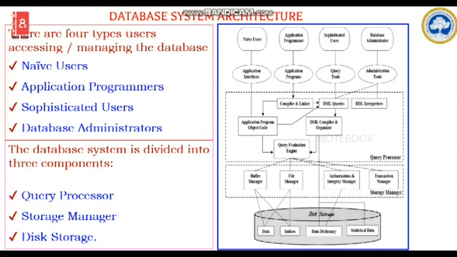Over to the top we have the query processor. In the query processor we have the query evaluation engine, then DML compiler, DML interpreter, then application program object code. Over to the top we have the interfaces for the user: application interface for the naive user, application programs for the application programmer, query tools for the sophisticated user, and the database administrator.